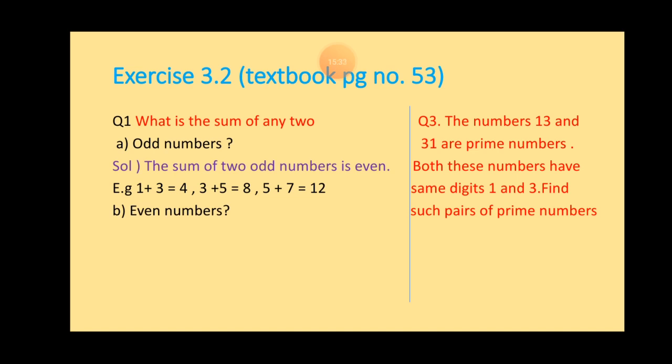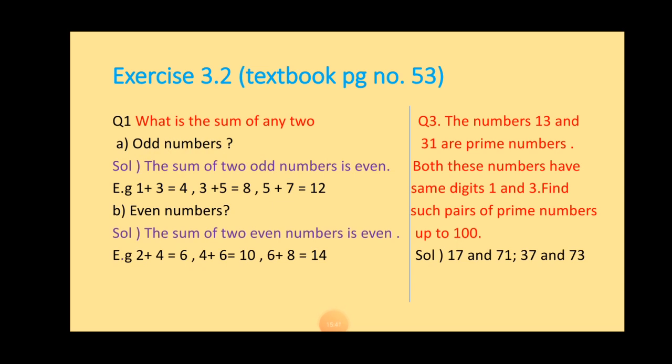Now we have to answer what is the sum of any two even numbers. So let's understand this also with the help of an example. So children, even numbers are those numbers which are multiples of 2. Now here we have taken 2 and then the next even number, 4. When we added them, we got 6. So you can notice here 6 is also an even number. In the same manner, we have taken other pairs of even numbers and taken their sum, and we have obtained an even number as the sum.